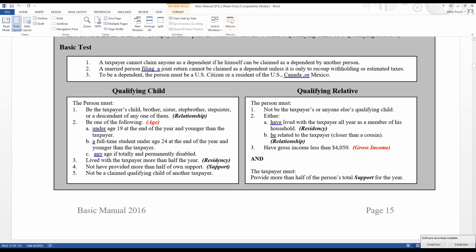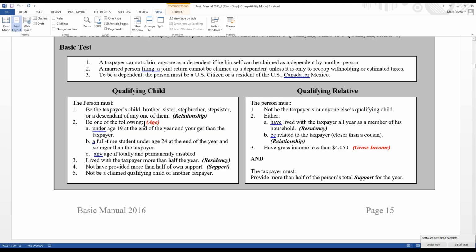Live with the taxpayer more than half the year. The residency test is they have to live with the taxpayer more than half of the year. Usually that's not a problem because they're children, and where else are they going to live? Not provide more than half of their own support. This is actually number 4, our support. That means they're not out working and paying for their clothes, their housing, and all that. Typically that's not going to be the case because they're children, they're not working, or they're maybe in school, over 19, but only earning money to buy a few things for themselves, and the main support's still coming from the parents.